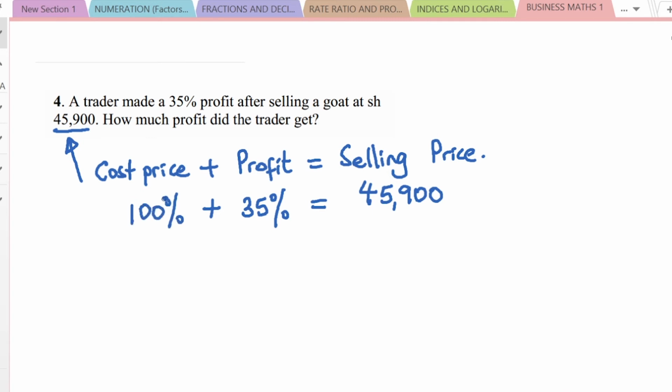That is the initial price before the profit issues come in. So in other words, this amount of money, 135%, is what is represented by 45,900. But now we want to find out how much profit the trader got. If 135% is representing 45,900, what about, let's find the cost price.